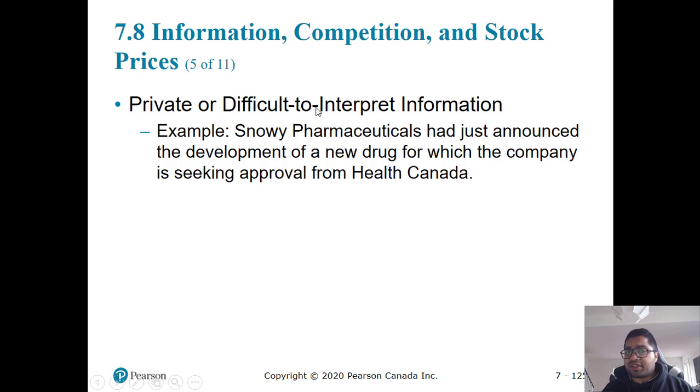Now consider private or difficult to interpret information. Snowy Pharmaceuticals has just announced its development of a new drug for which the company is seeking approval from Health Canada. It depends on what Health Canada does, which is difficult to estimate. If Health Canada approves this drug, the price will go up. If Health Canada doesn't approve this drug, the price will go down.